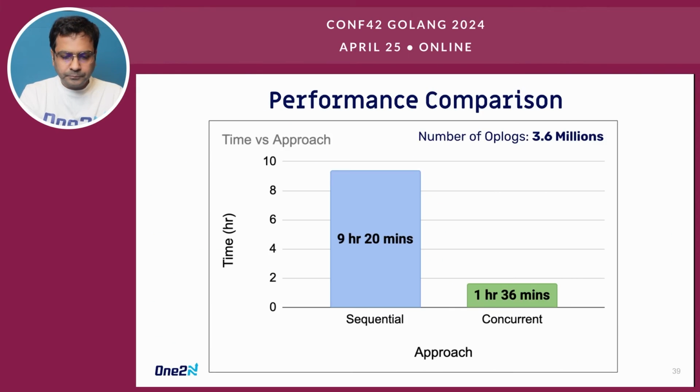So essentially, when we run this program, we see that it runs in about 1 hour 36 minutes for the same number of oplogs. We had about 3.6 million oplogs. The sequential operation ran in 9 hours 20 minutes and the concurrent one ran in 1 hour 36 minutes.